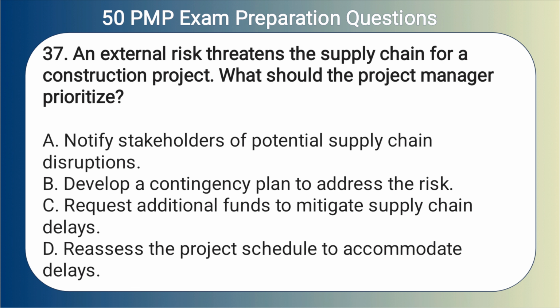37. An external risk threatens the supply chain for a construction project. What should the project manager prioritize? A. Notify stakeholders of potential supply chain disruptions. B. Develop a contingency plan to address the risk. C. Request additional funds to mitigate supply chain delays. D. Reassess the project schedule to accommodate delays.